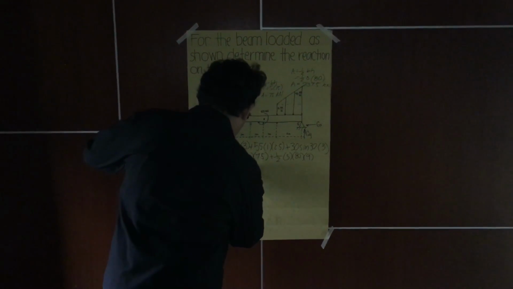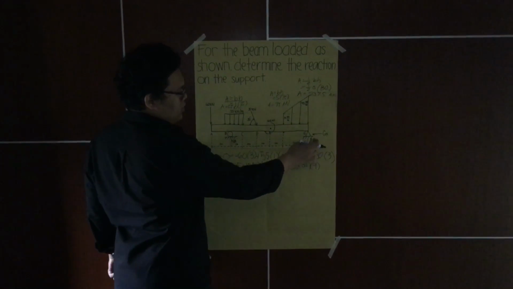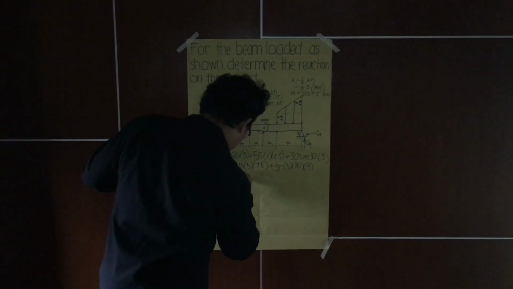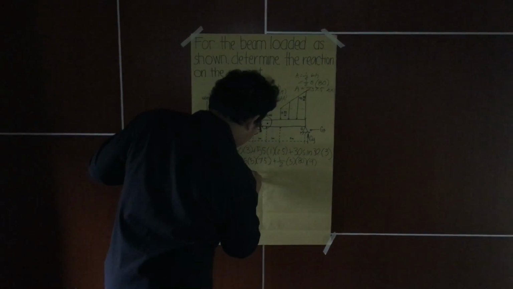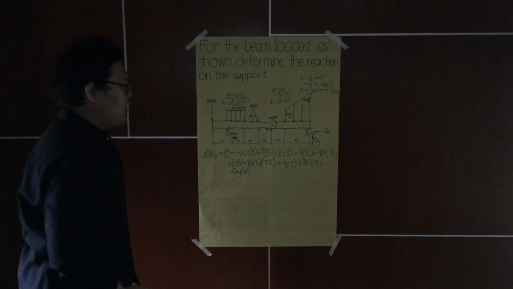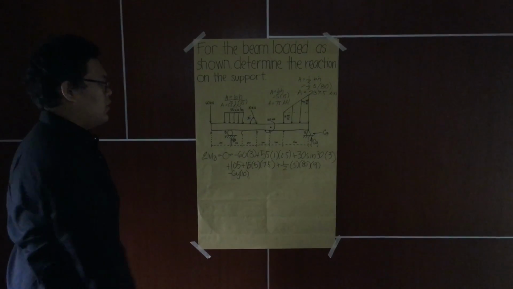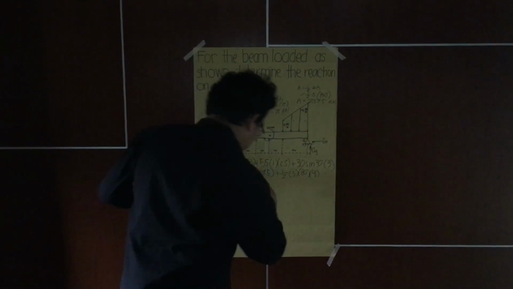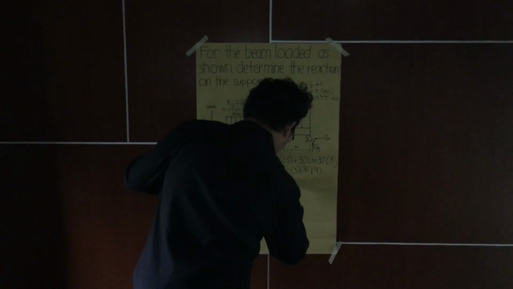plus and minus GY times the moment arm 10. And by using the calculator, we can solve this and determine the value for GY, which is 236 kilonewtons.